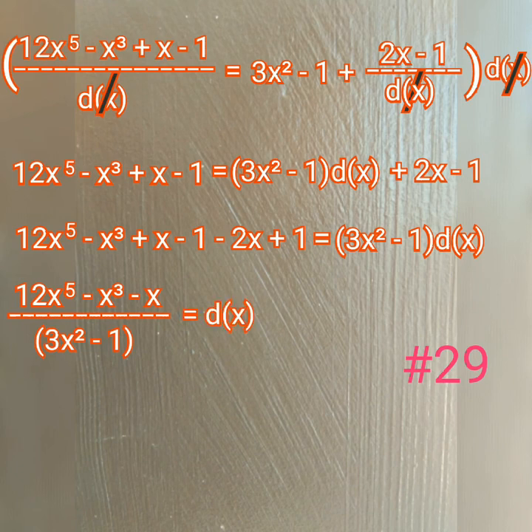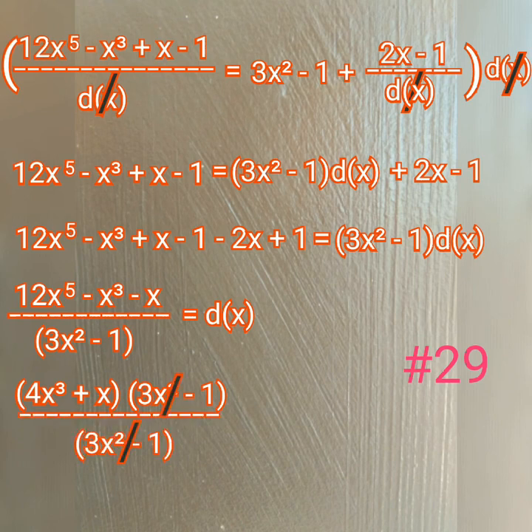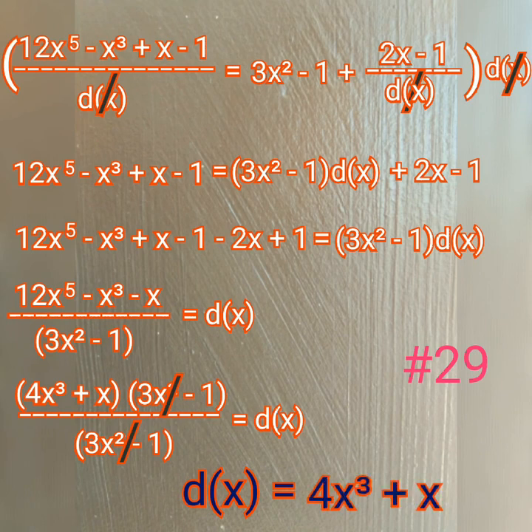And the factors of 12x to the fifth power minus x cubed minus x are 4x cubed plus x and 3x squared minus 1. Then, d of x or the divisor will be 4x cubed plus x.